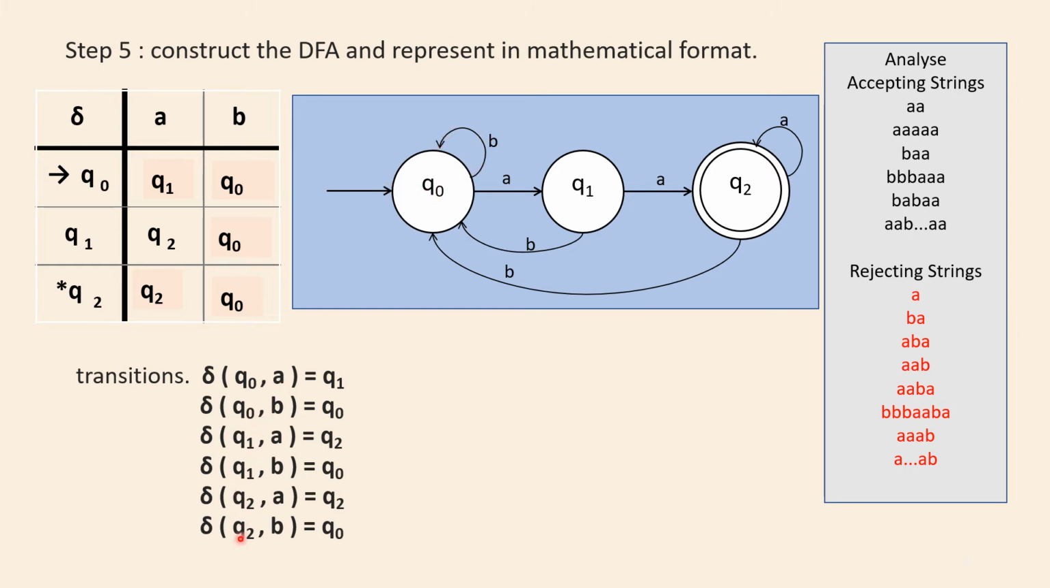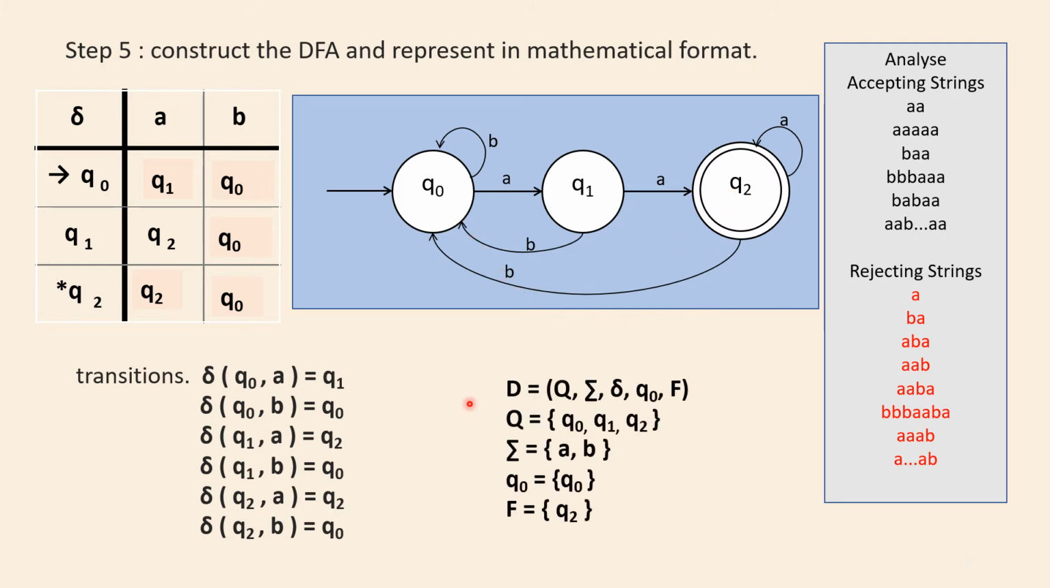The same way the transitions can be done for all the states. Q2 on input B is going to Q0. The mathematical representation: we have Q, which represents all the states, that is Q0, Q1 and Q2. The alphabet, that is the input symbols, are A and B, and the start state is Q0 and the final state is Q2.